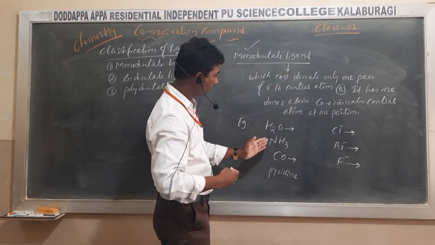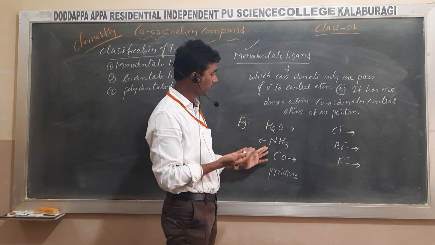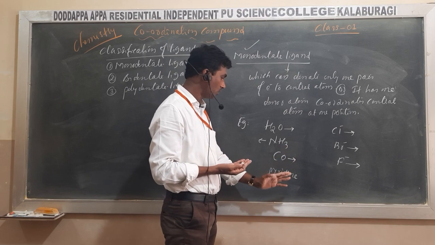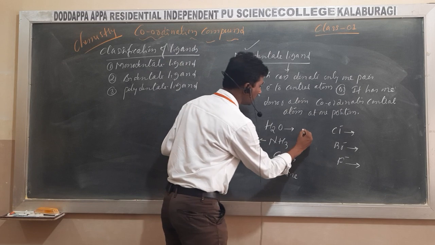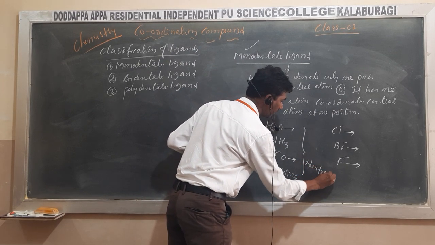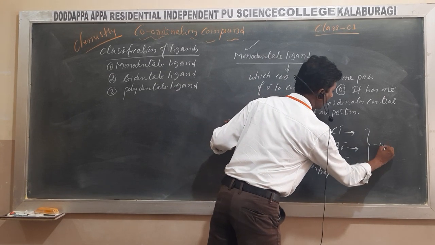So water has one donor, so it is monodentate. Ammonia has nitrogen donor, so it is monodentate. Here in the carbon monoxide, oxygen is the donor atom, so only one donor atom, so it is called monodentate ligand. So these four are called neutral ligands, and these are the negative ligands.